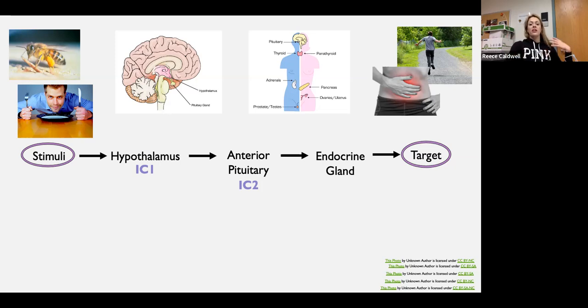The anterior pituitary integrates that hormone and then sends it to the endocrine gland, which we consider the final integration center. In this class, we don't see any centers in between the anterior pituitary and endocrine gland. However, in other cases and working with other endocrine glands, there might be a middleman in between the anterior pituitary and the endocrine gland. So we don't consider it IC3, integration center 3. We instead consider it the final integration center.